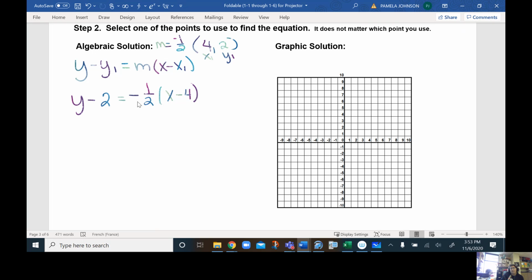And we're just going to simplify this down. This is our point slope form now. We're going to simplify it to get into our slope intercept form. Okay. So add 2 across, y equals negative 1/2 times x minus 4 plus 2. There's our transformation form.